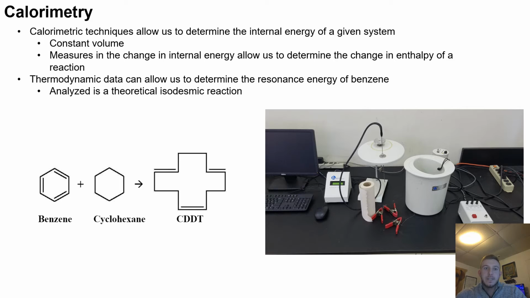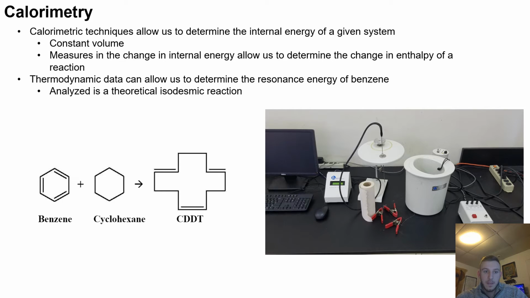So to determine this resonance energy of benzene, we're going to use calorimetry. Calorimetric techniques allow us to determine the internal energy of a given system. This internal energy is equal to the total heat released in the system when it's at constant volume. The thermodynamic data that we can collect through calorimetry can allow us to determine the resonance energy of benzene. And this is analyzed through a theoretical isodesmic reaction shown at the bottom left.